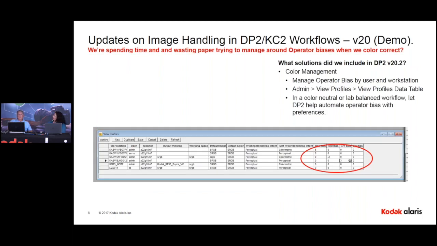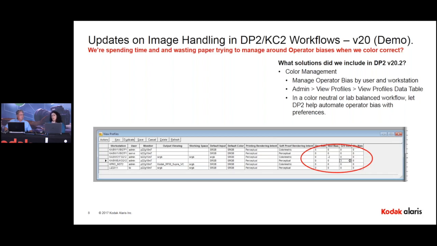So speaking of color management, this is actually one of my favorites, and a lot of you out there have talked about how do you handle operator bias. You get your whole system color managed, and then your operator has 3+ or 3- one color or another, and it makes it a much more complicated endeavor to try to keep everything in line. So one of the features that's been added for version 20.2 is the ability to manage your operators from a dialog box, or a table, called View Profile, which is available to you from the admin taskbar.